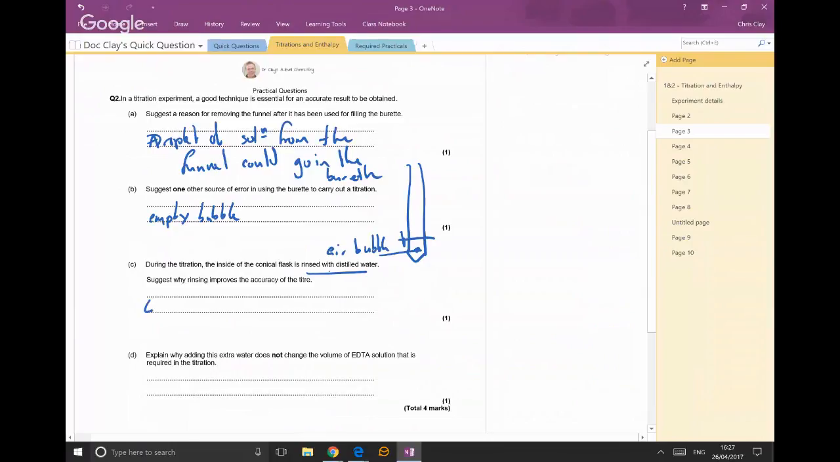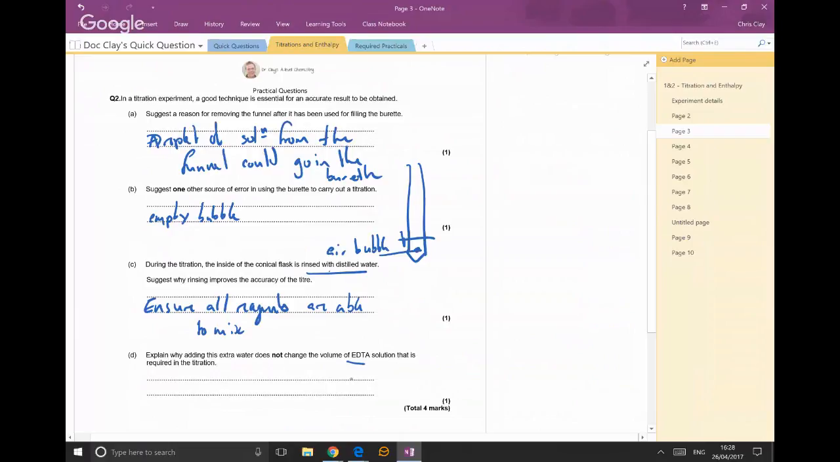So it's going to ensure all reagents are able to react or able to mix. Whenever we're doing any sort of washing, we're either going to be cleaning or ensuring complete mixing of reagents. Explain why adding this extra water does not change the volume of EDTA solution that is required in the titration. Well, that's not going to affect the EDTA because we've not added any more moles of the EDTA.